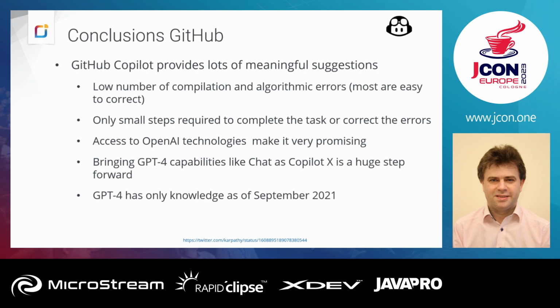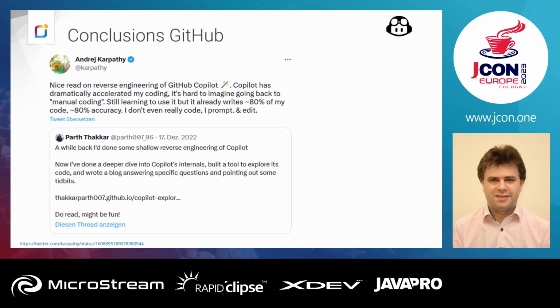And they are bringing the ChatGPT 4 capabilities with Copilot X, but remember that the training data can be old. And that's why you need to look into the output and correct it. So more or less, I don't know if you know Andrej Karpathy, and this is not an average developer. He was the machine learning chief at Tesla. And this was his tweet back in December '22 that he's using GitHub Copilot for mostly everything at work, and it gives him 80% of what he needs. And probably he needs a lot.